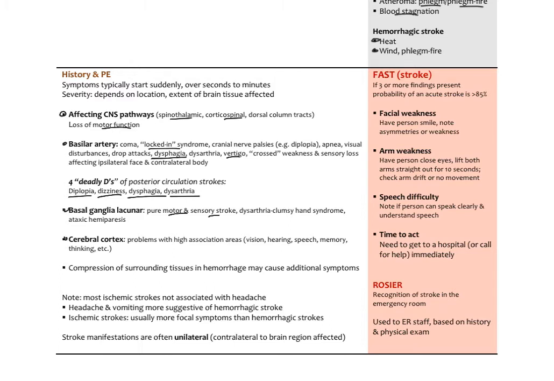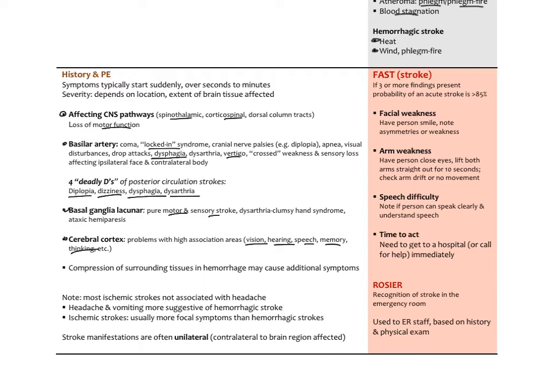Problems with the cortex are going to be more associated with higher association areas like vision, hearing, speech, memory, thinking specifically. The problem with things like hemorrhage is that you can have a hemorrhage in a location, but then it can start really compressing surrounding areas of the brain, and so you have sort of a spreading of loss of different function.